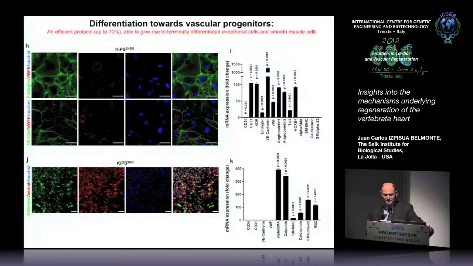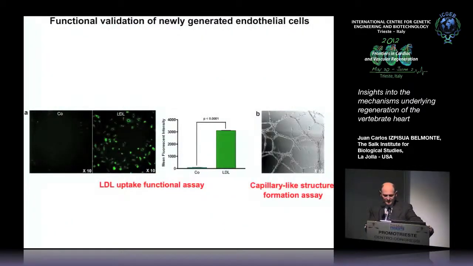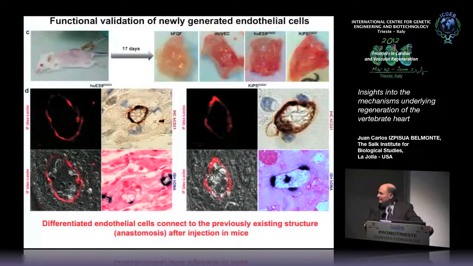Regarding the functionality of these cells, we have started to put them through different assays, like the LDL uptake assay and the capillary formation assay, and also injecting them into animals. You can see that, both from IPS or ES, these differentiated cells, after injection in mice, can connect to the previously existing structure and seem to be forming vessels.